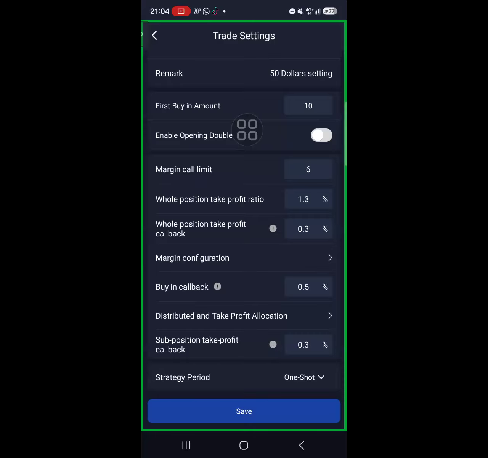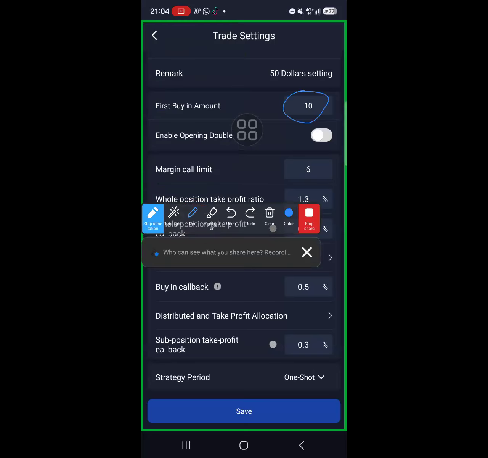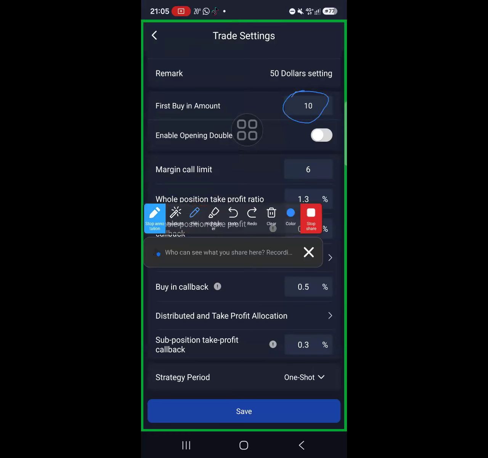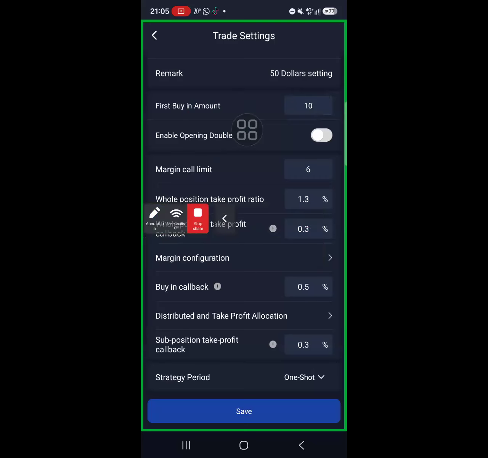So if you are having a capital of $50, you can start a trade with a $10 first buy-in amount. First thing, $10 first buy-in amount. Now, out of your $50, how much is left? Here, I'll be asking you questions so that we go together. The robot has used $10 to buy the first time.